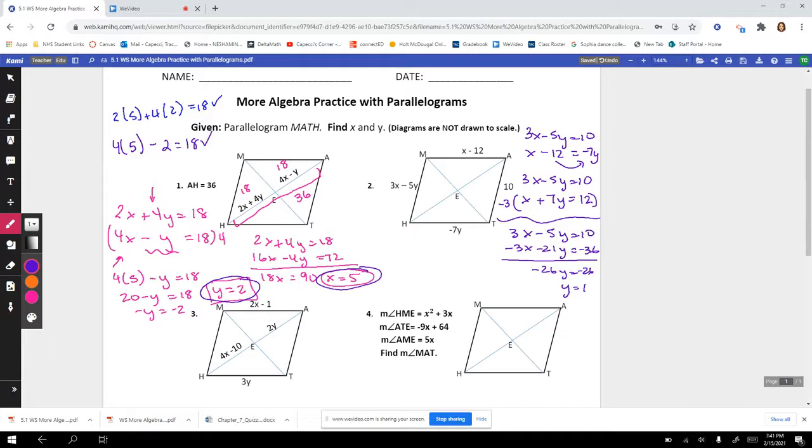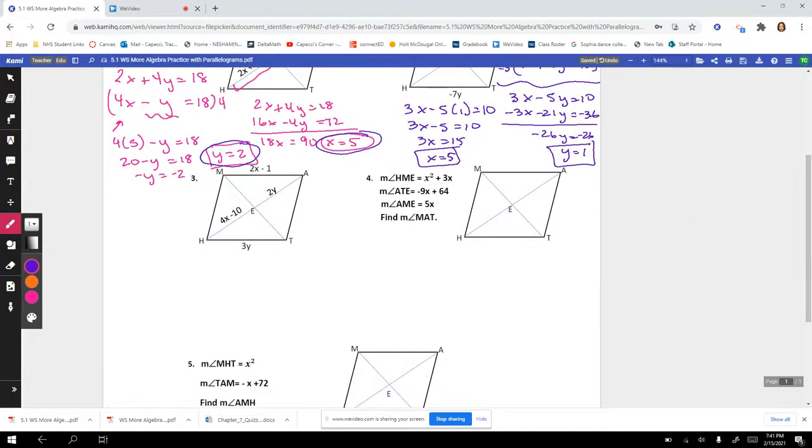I can substitute it back in, and let's do the first one. So I have 3 times x minus 5 times 1 is equal to 10. So I have 3x minus 5 is equal to 10. 3x is equal to 15, so x is equal to 5. So there's my two values for x and y. Now, again, if you want to substitute them back in to double check your work, it's easy enough to do. All right, let's go on to number 3.